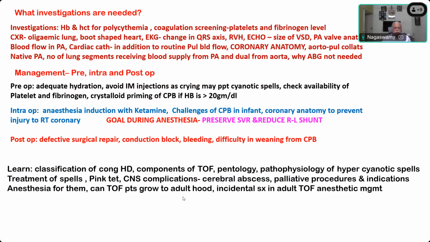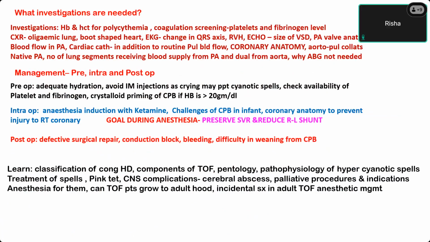Can TOF patients grow to adulthood? Yes, of course. If there is mild shunting, they can definitely grow up. There are reports where girls with TOF have grown up to adulthood, got married, had children, and come for delivery with an existing tetralogy of Fallot also. There are a lot of cases reported. And incidental surgery in adult TOF, what is the anesthetic management? Is it easy or difficult? If a person has grown up to adulthood with TOF, what precautions do we have to take?